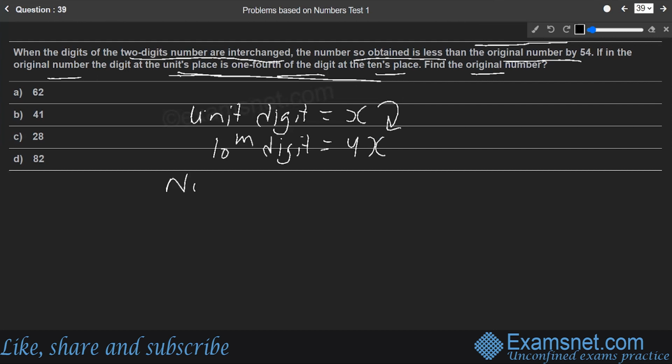Now, how can we make the number? A number is always made by 10 times the 10th digit plus the unit digit. This is how the number is made. So let us do it.